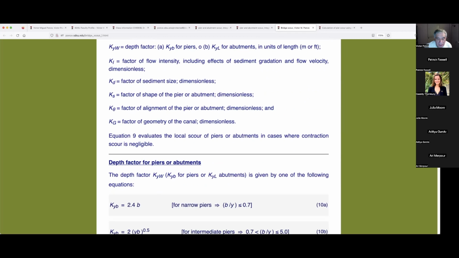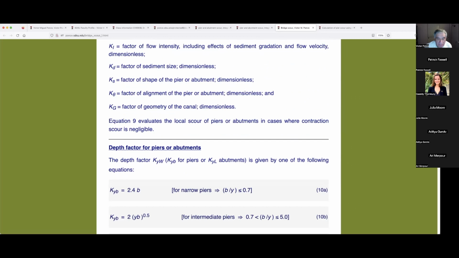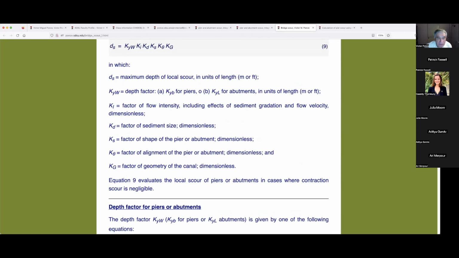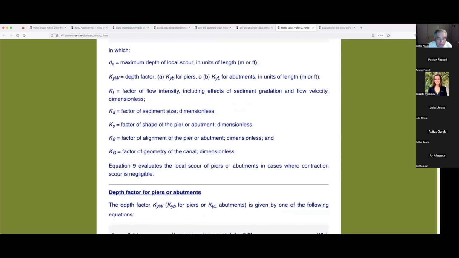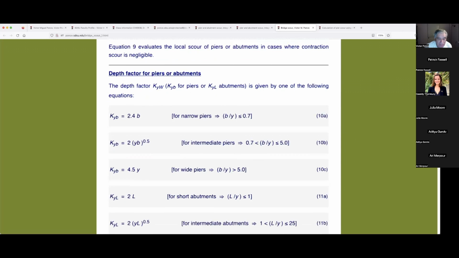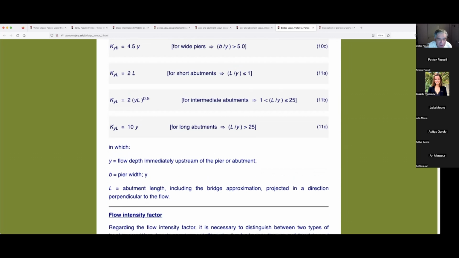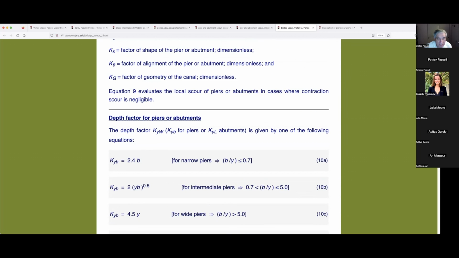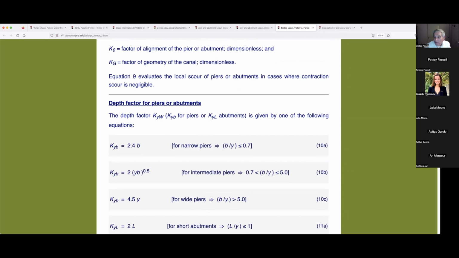So let's then look at the depth factor. The depth factor is the first factor. There are 6 factors. The first factor is the depth factor, and it's covered over here, from line to line, from ruler to ruler. The ruler is the name for the HTML code. The depth factor for piers or abutments, the depth factor case of YW.